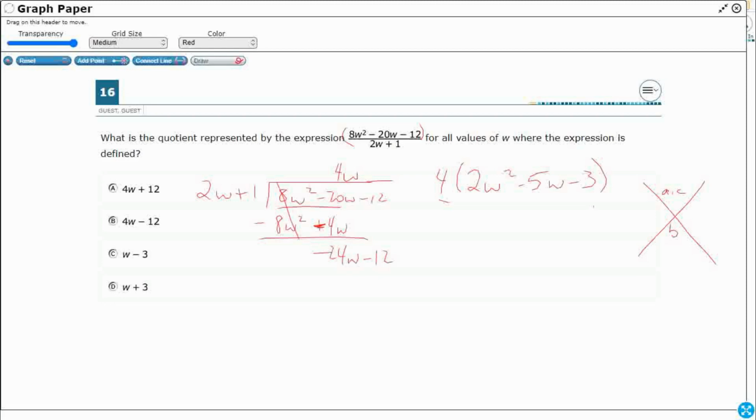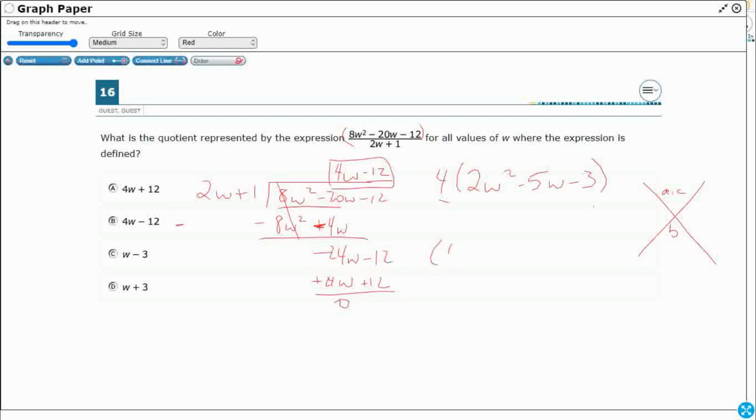And so I'm trying to match that 2 into the minus 24, so I just need a minus 12, right? So minus 12 times 2w is going to be minus 24w, and then minus 12 right there. And then remember, we subtract it, which means we flip all of our signs, and that's just 0. So there's my 4w minus 12.